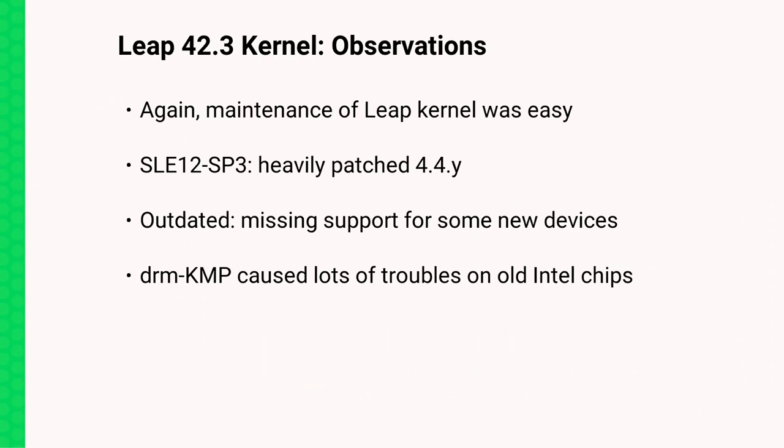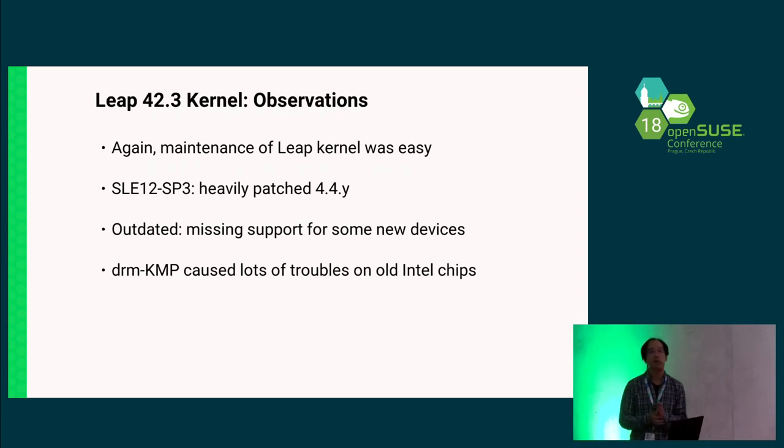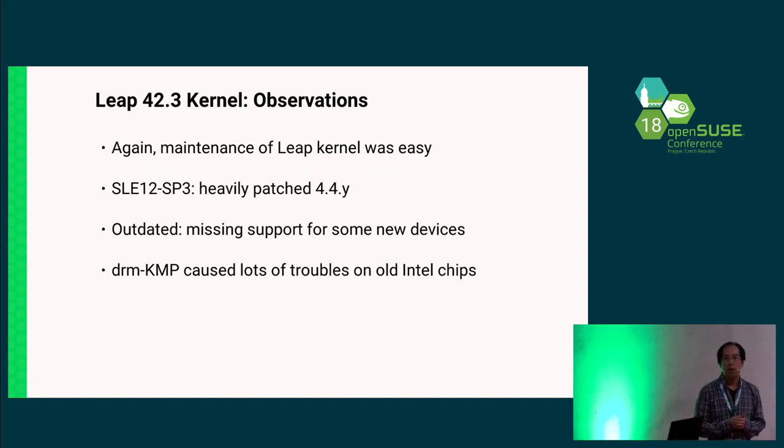So the observation of the 40.3 kernel. Again, maintenance cost is very, very cheap. We are just borrowing the SLE kernel. And the SLE kernel itself is a very heavily patched 4.4 kernel. Unfortunately, the SP3 kernel, because the 4.4 kernel is more than 2 years old, is slightly outdated. So some parts are still old and don't support new hardware. For example, some wireless chips like the Atheros 10K driver are not well supported, and so on. For the graphics side, we provided the update by KMP. And this worked pretty well for KabyLake and Skylake.